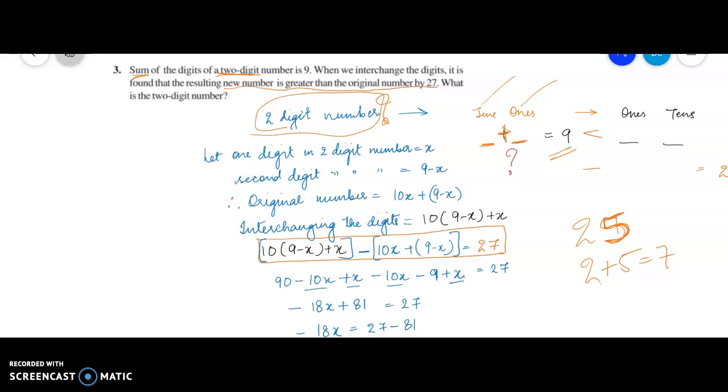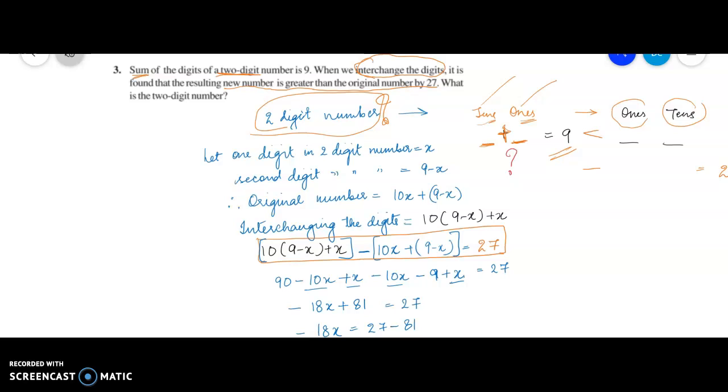So there is some number whose sum is 9. Next, it says that when we interchange the digits, now this is important. What the question is doing is interchanging the places. Like we had ones here and tens here. Now the ones digit will be on this side and the tens digit will be on this side.